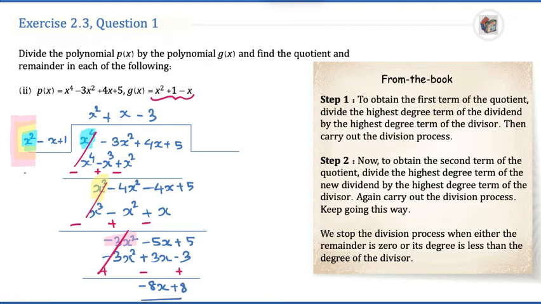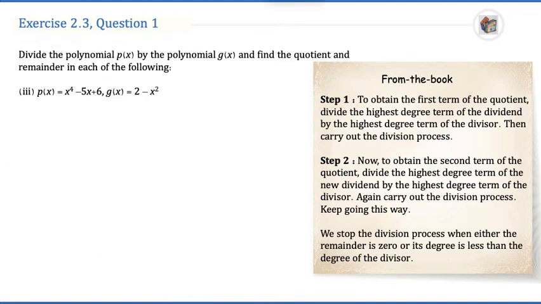Now the degree of this is less than the degree of your divisor. So this is the remainder that you were looking for. And this on top is the final quotient that you were looking for. And we're done with part 2. Here's the last part now. Try it before you see mine.